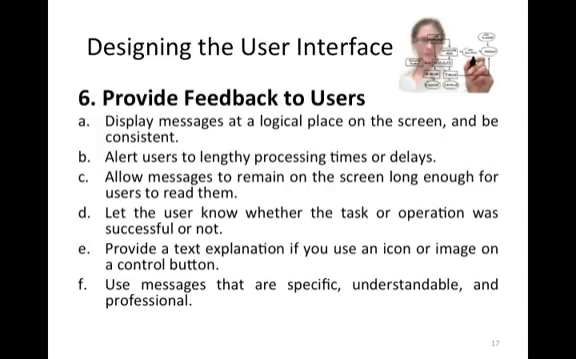We want to let users know not just when there's an error, but that the task was successful as well. So feedback on both problems and success. We want text explanation. So if you put your cursor over an icon, a little text box should show up saying what it is. And messages that are specific and understandable.